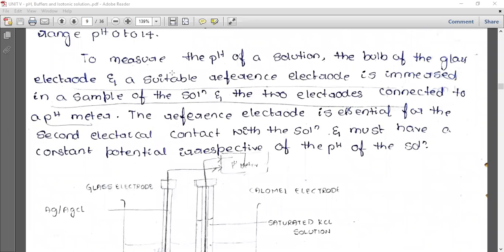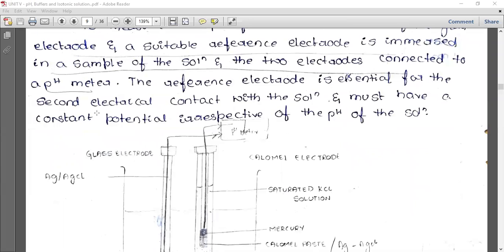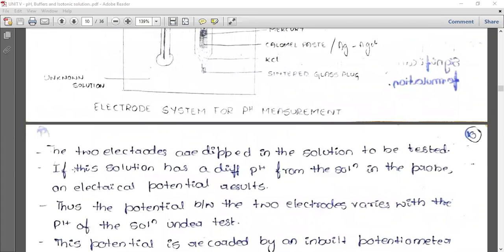To measure the pH of a solution, the bulb of the glass electrode and a suitable reference electrode, so here we are using the silver chloride reference electrode, are connected to a pH meter. The reference electrode is essential for the second electrical contact with the solution and must have a constant potential irrespective of the pH of the solution. What happens? The two electrodes are dipped in the solution to be tested. If this solution has a different pH from the solution in the probe, an electrical potential results. Thus, the potential between the two electrodes varies with the pH of the solution under test.